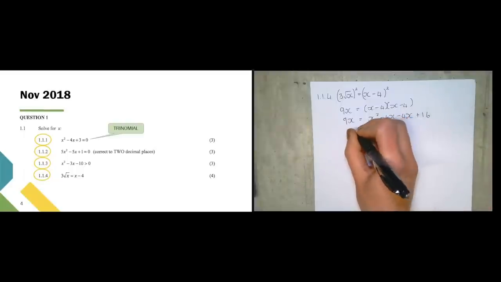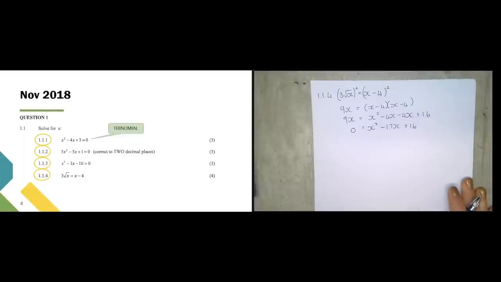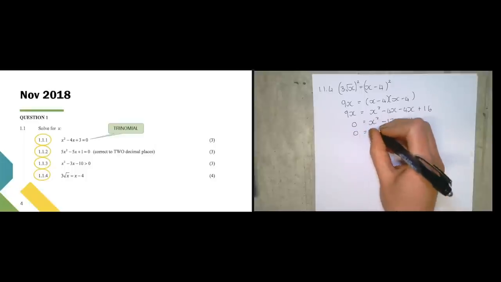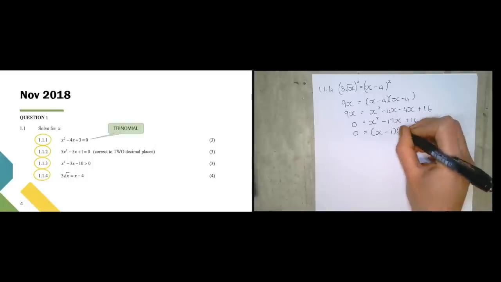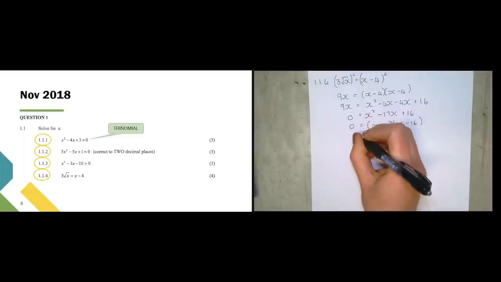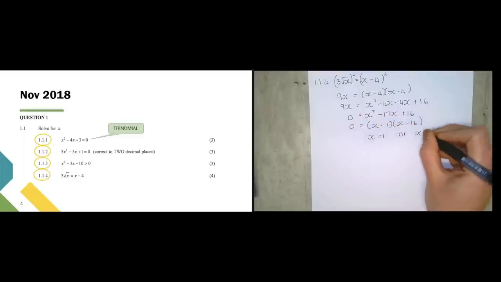And now I have to write it in standard form. I am going to write it in standard form and I get x squared minus 4x minus 4x minus 9x gives me minus 17x plus 16. And now I can factorize. Once again, it's a trinomial. So I get x minus 1 and x minus 16, which means what are my two solutions for x? X could have been 1 or x could have been 16.